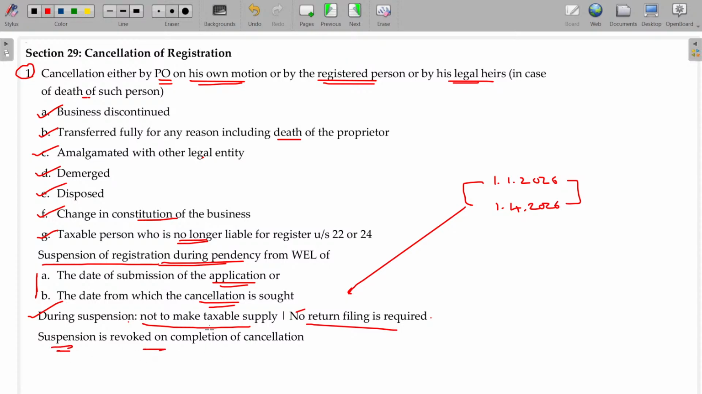Suspension is revoked on cancellation. Once completely cancelled, the suspension ends. Thereafter, you don't have any registration with them. So this is the genuine case. This is the genuine case under section 29.